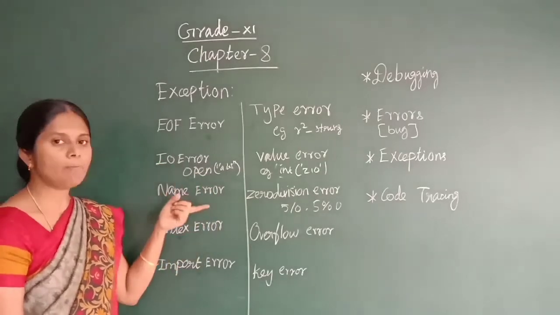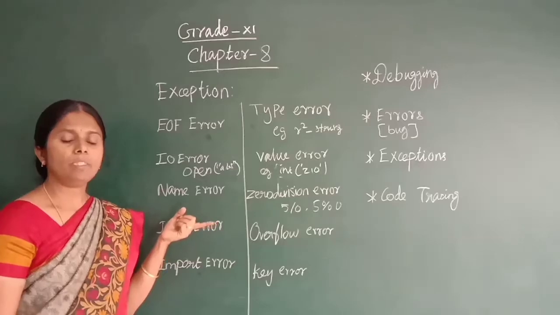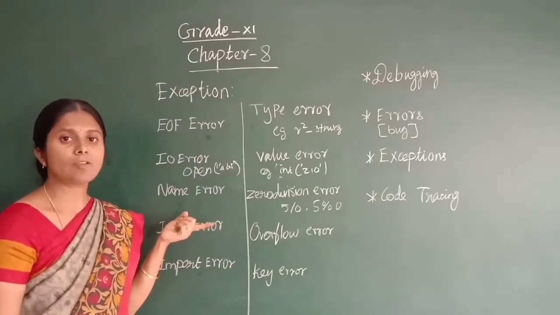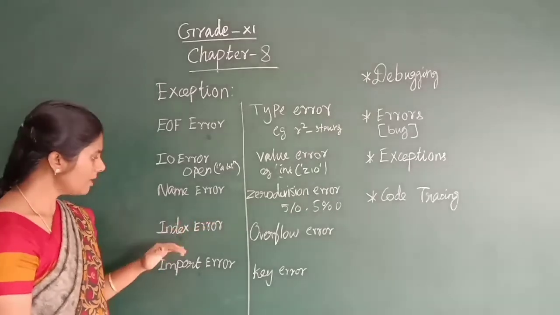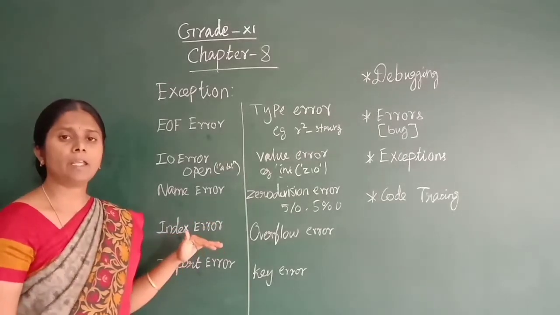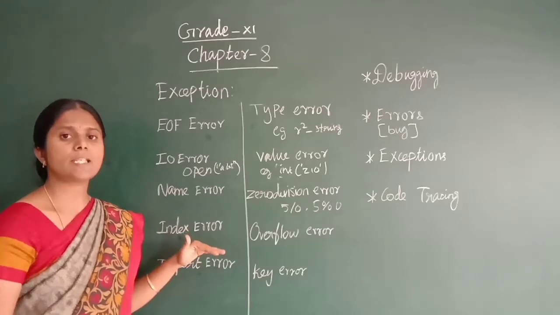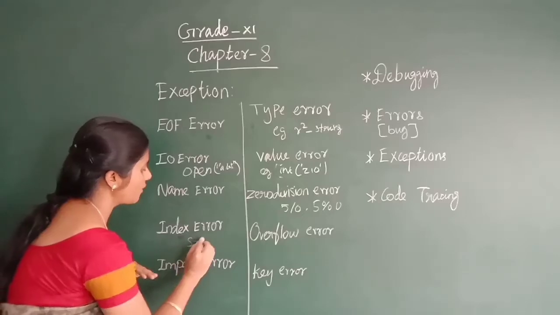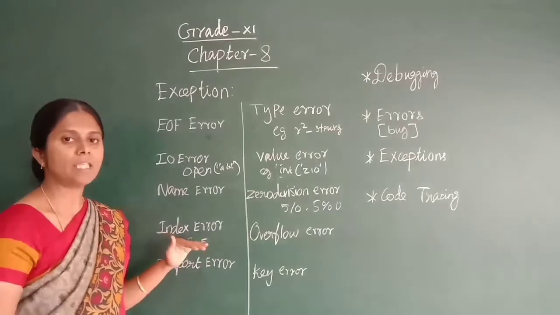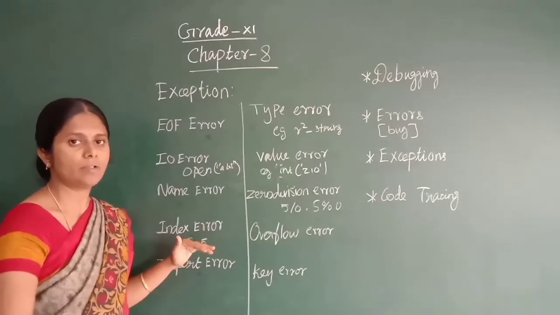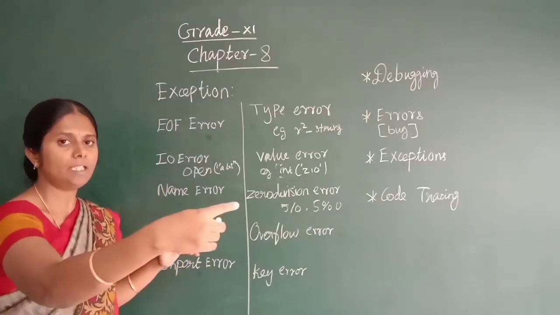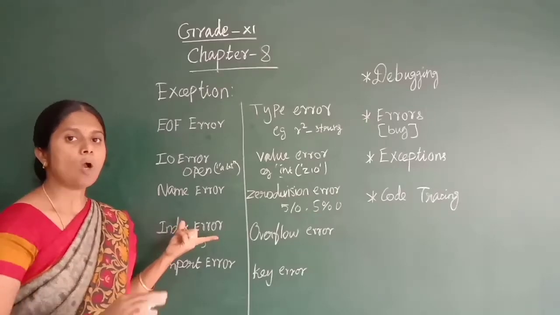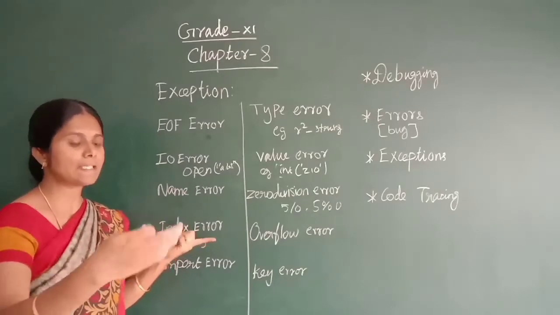The next one is NameError. This error will occur when the identifier name is not defined. IndexError will occur if the index value is out of range. For example, if the string S has index up to 5, but you ask for the 6th or 7th index value, it will raise the error. It is what? IndexError, out of index range.